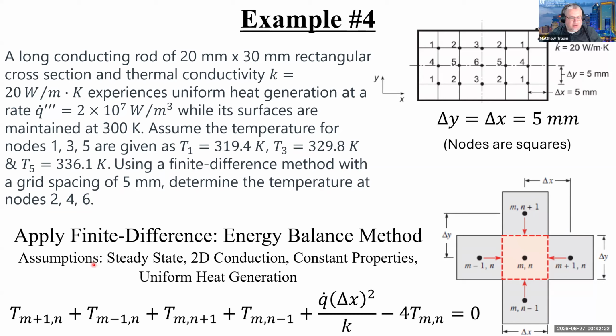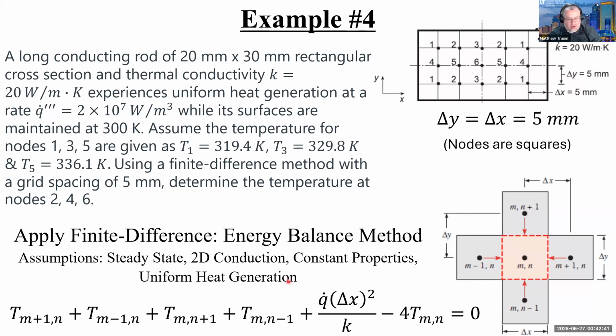We're going to make a couple of assumptions. So we're going to assume this thing is operating in steady state. It's pure 2D conduction with no conduction into the page, right? So no Z direction. All of my properties are constant, so constant K values and so forth, and then uniform heat generation. So heat generation doesn't change.